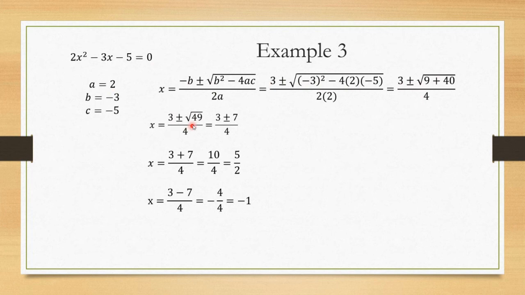So we have this. But 49 is a perfect square, right? The square root of 49 is 7. So we get 3 plus or minus 7 over 4. From here, we get 3 plus 7 over 4, 10 over 4, which is 5 halves. From here, we have 3 minus 7 over 4, right? So again, one solution came from addition, the other is subtraction. 3 minus 7 over 4 is minus 4 over 4, which is minus 1. So that's what we get. Okay, good. Are there any questions on this one?